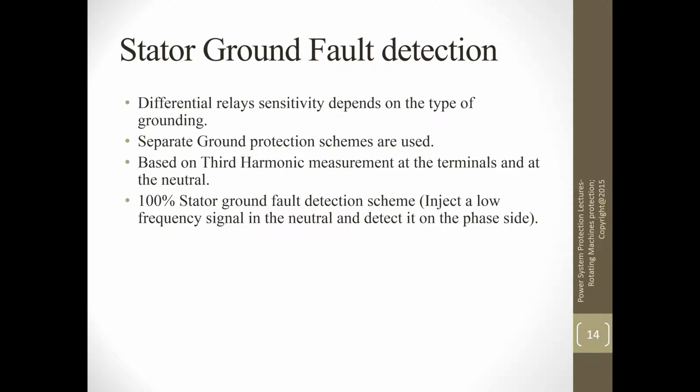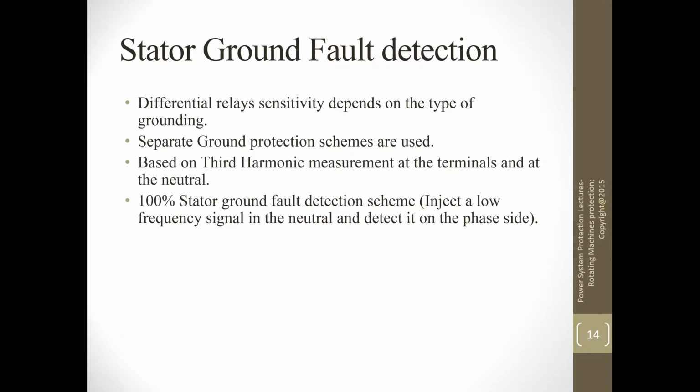They look at the generated third harmonic voltage on the neutral and also at the bus. And then if there is a fault near the terminal, third harmonic goes down there, and the neutral side increases. And it's vice versa: if a fault moves towards the neutral, the third harmonic content at the neutral side also goes down. The 100% stator fault protection is where you inject a subharmonic frequency in the neutral and measure it on the phase side, and then you just compare.